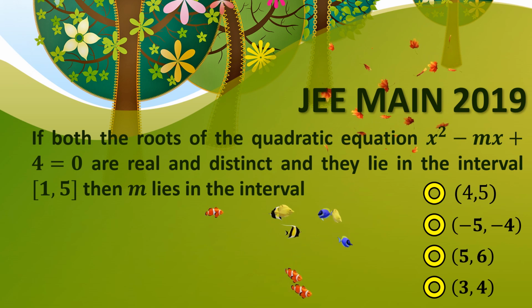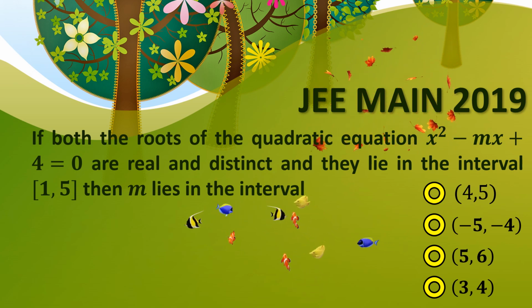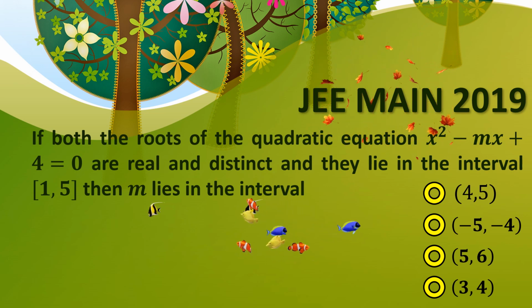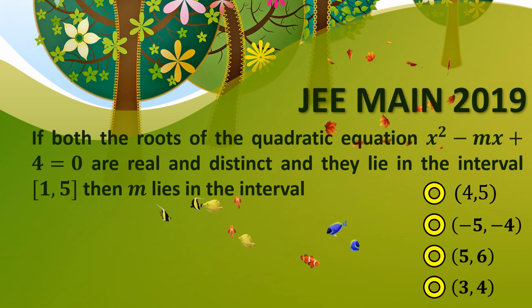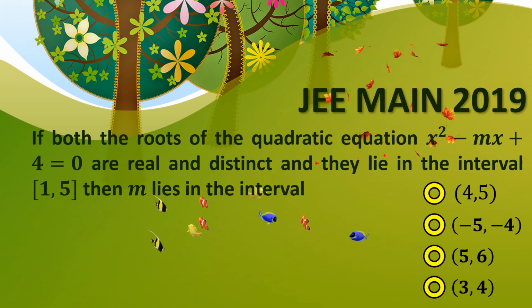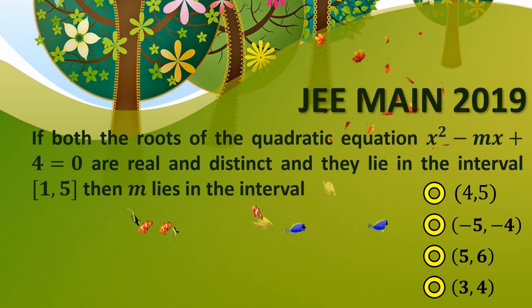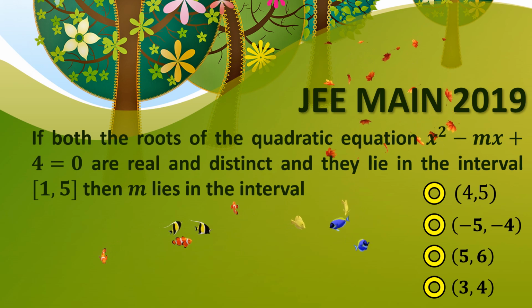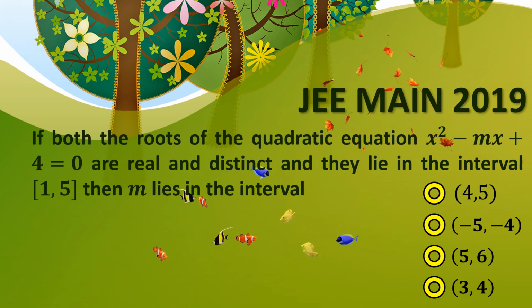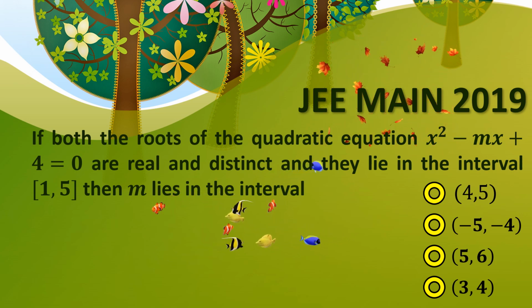Hi, in this video, we're going to solve a problem which appeared in JEE Main 2019. It says that we have a quadratic equation x square minus mx plus 4 equal to 0 that has real and distinct roots, but they must lie inside the interval 1 to 5. So what will be the value of m, or in which interval will it lie? That's what we should find out in this problem. Let's go ahead and solve.